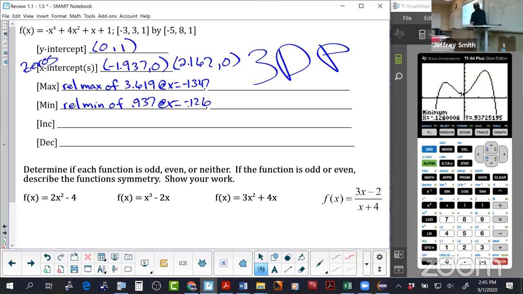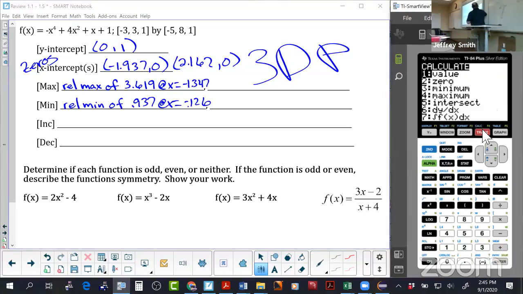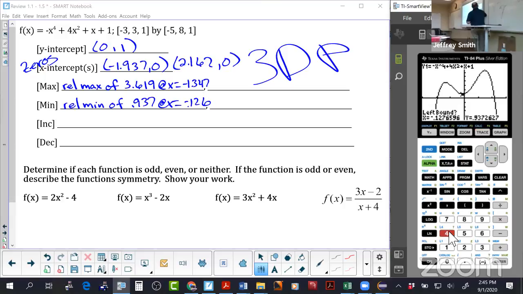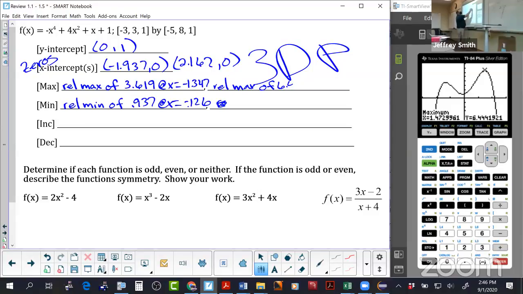And then one more relative maximum. So number 4, and we're going to arrow over. That's good. Go to the right, back up. Whoops. Relative max of 6.444 at x equals 1.473.